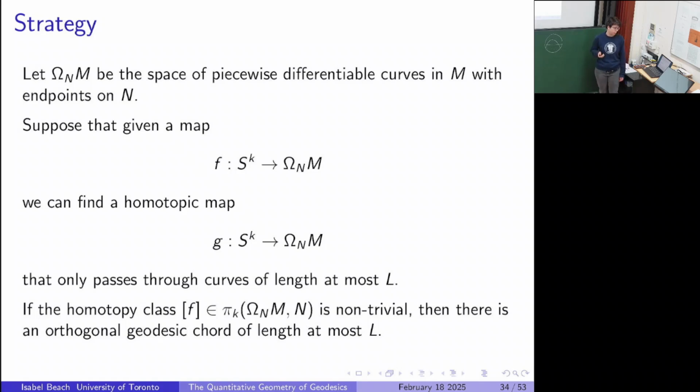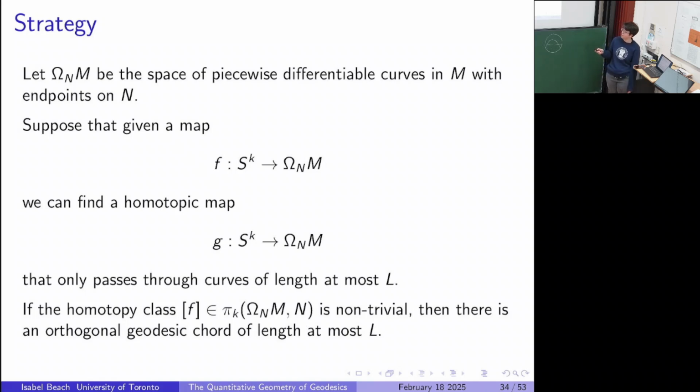So now we've got a space. The critical points, or the orthogonal geodesic chords orthogonal to N, are going to be the critical points of the space of piecewise differentiable curves in M that have endpoints on N. And we're going to do quite a similar thing. We're going to get a representative of a homotopy class, so it's a map from the sphere, loops, into my path space.